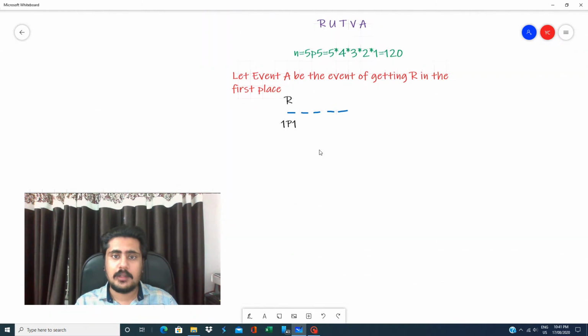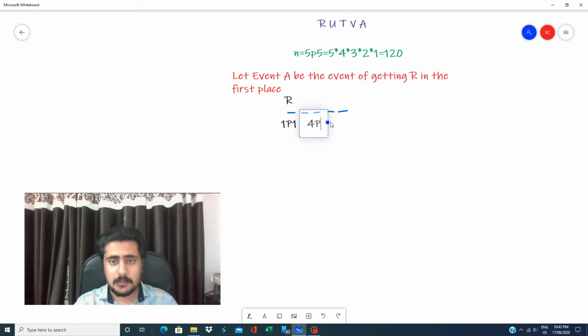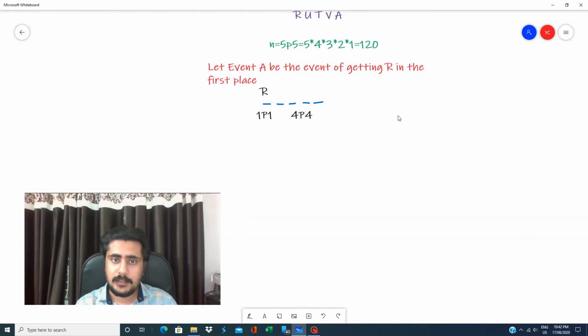Now you have put R in the first place. For the rest 4 there is no condition. They have only told that R should be in the first place. That means the rest 4 letters can be arranged in any way they can, whatever the order. The rest 4 can be arranged in as many ways as possible. So what are the rest possible ways? Rest possible ways are 4p4, 4 letters and 4 places.